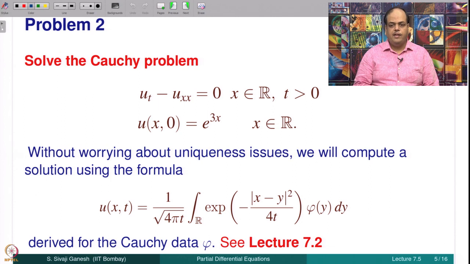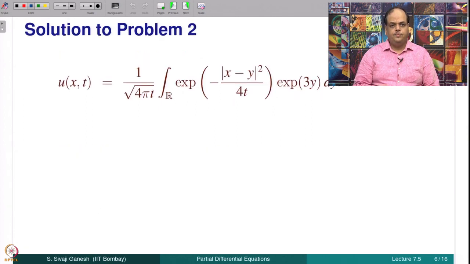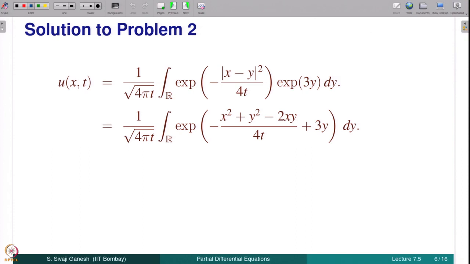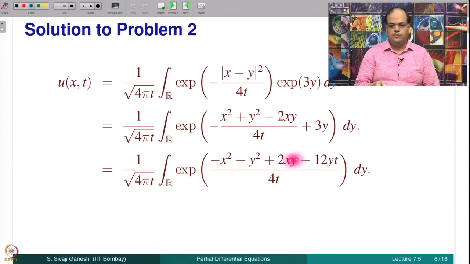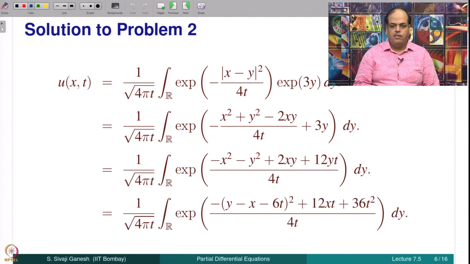So, this formula we have derived in lecture 7.2. Now this is exponential into exponential, therefore, it is exponential of this plus this. So, I have written down exactly that. So, this is same as this. I am only working in the power of this e, exponential e to the power something. So, that power only I am manipulating. Now, I express that like this, so called completion of squares.